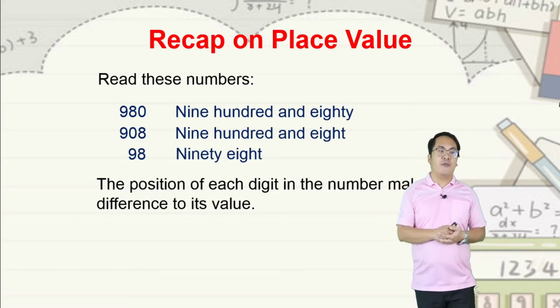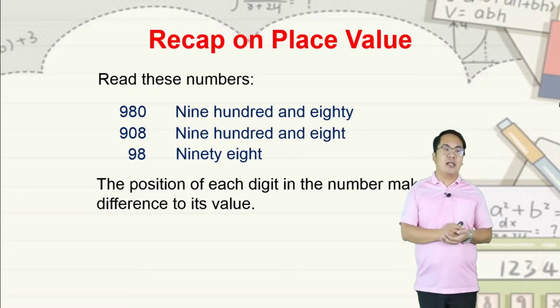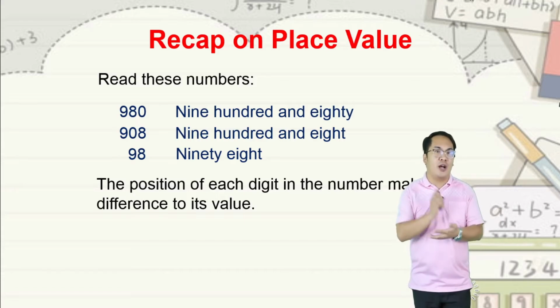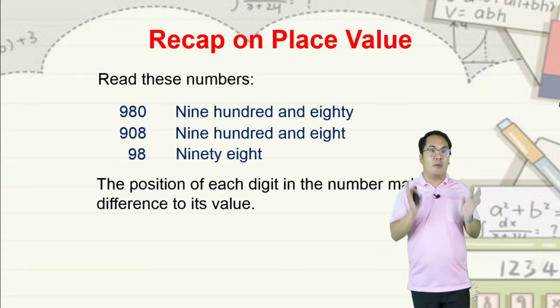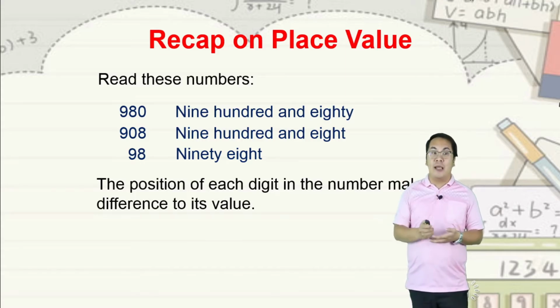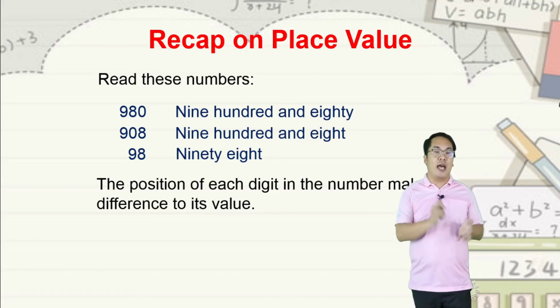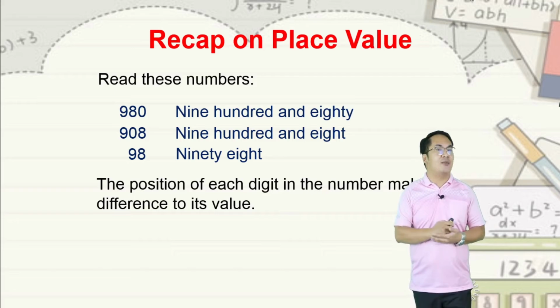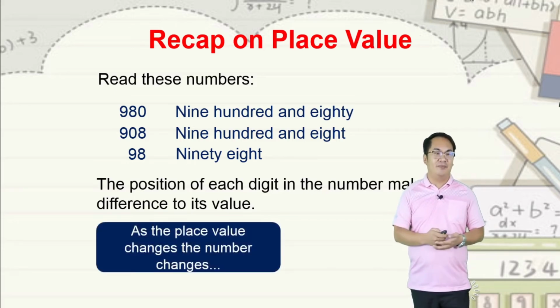Conclusion: the position of each digit in a number makes a difference to its value. Even though they have the same digits, they have different place values, and we read them differently. Just like our example, even though we have only 9 and 8, as in 908, 98, or 980, they have different values and different names as well. As the place value changes, the number changes as well. Always remember that.